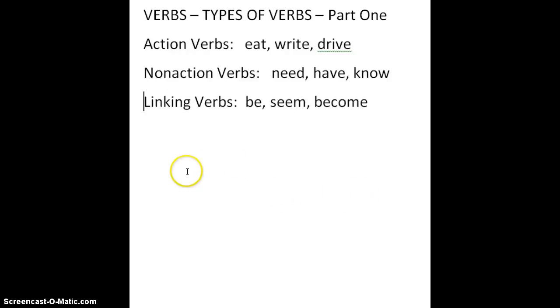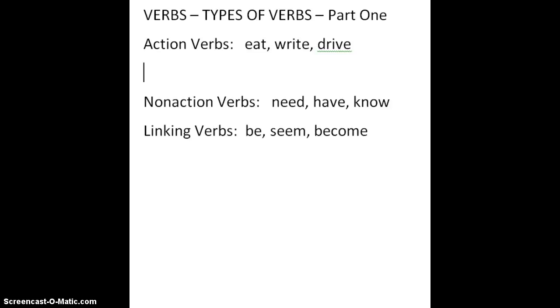So we have these three types of verbs: action, non-action, and linking verbs that have different rules. The action verbs always need a time. I eat. Yesterday I ate. Right now I am eating. Yesterday at this time I was eating.